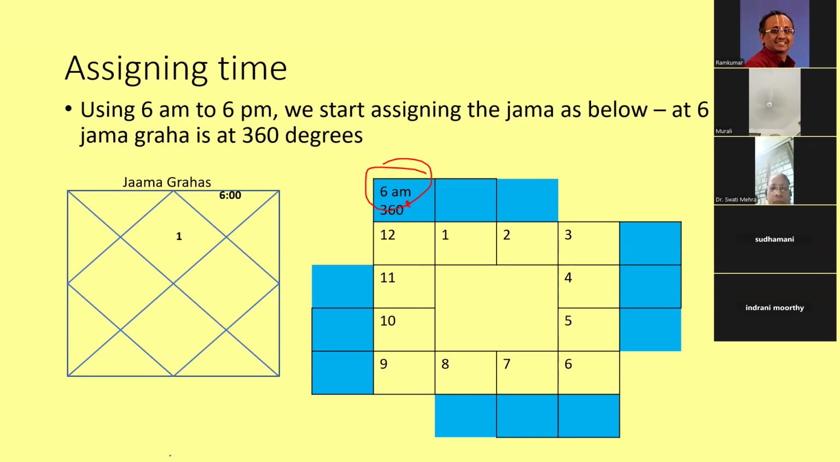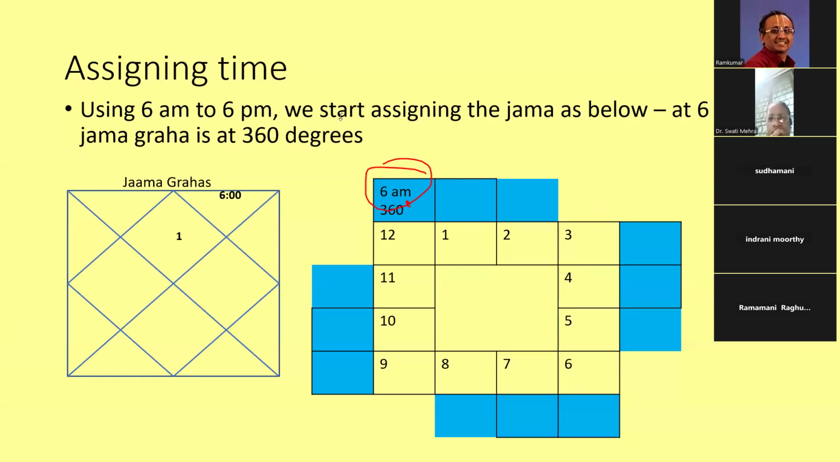Is this clear? Could you please tell me once again? Okay. So on any particular day, take the Vara Lord. Monday means Moon, Tuesday means Mars, Thursday means Jupiter, like that, take the Vara Lord. At 6 a.m., sunrise on that day, that Graha will be at 360 degrees. So first we will determine the first starting point, right? The Jama Graha will be the Vara Lord.